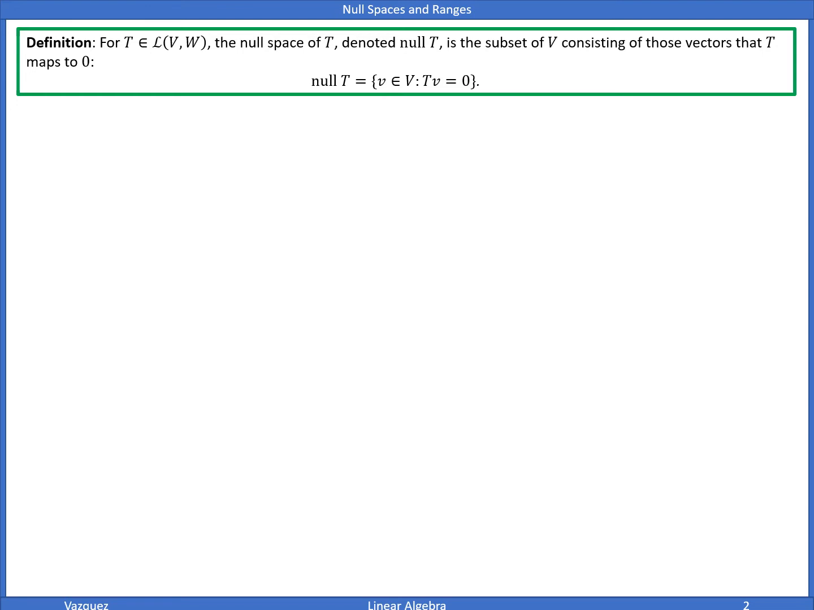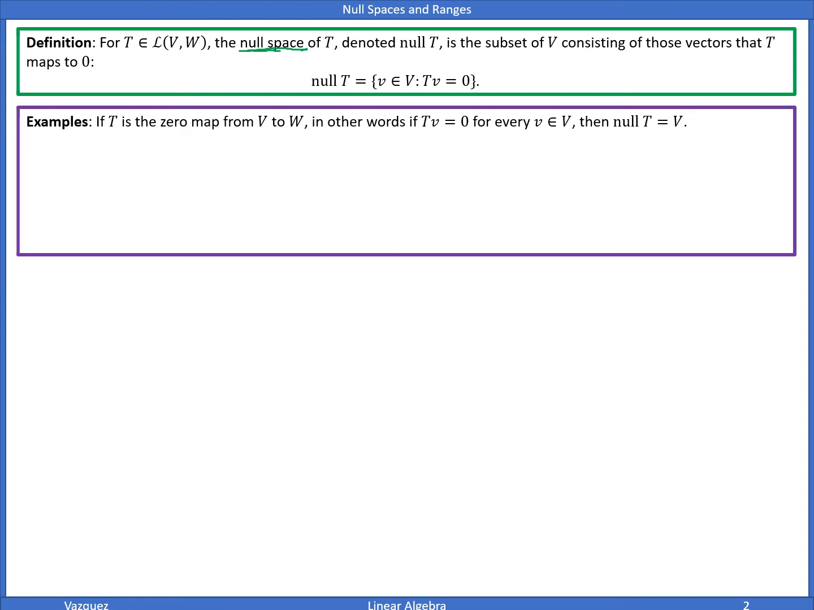Right, so null T has formally this set notation, but here they should be underlined and highlighted. This is the definition of the null space of T. And we can take a look at some examples to see what that looks like.